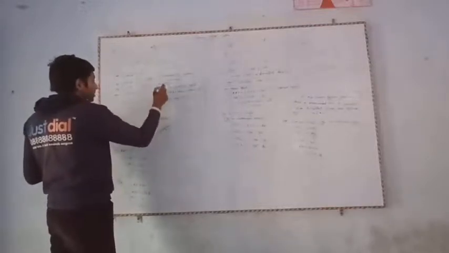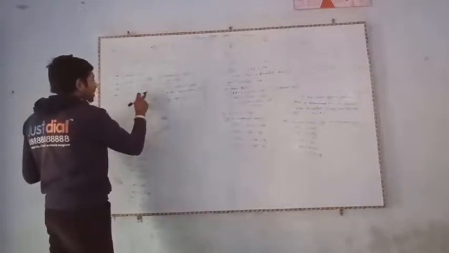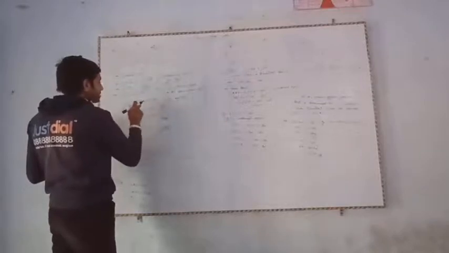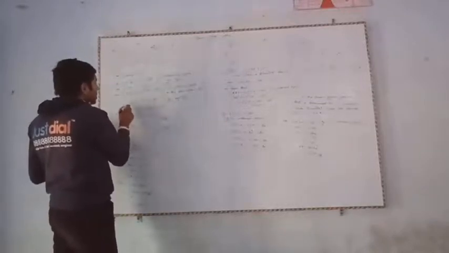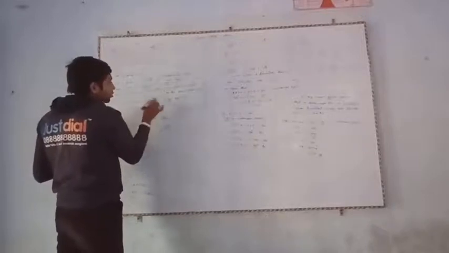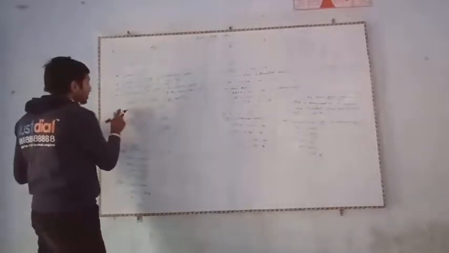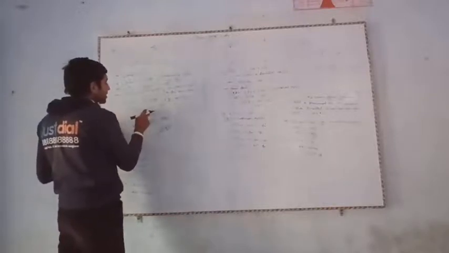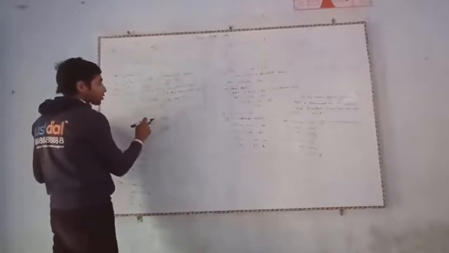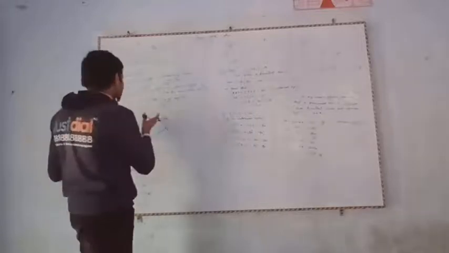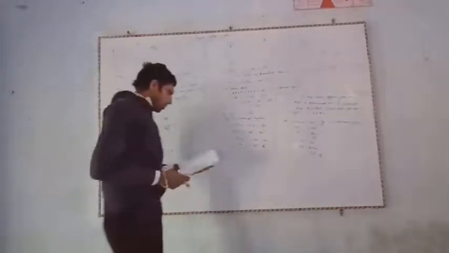Now we put the value of angle CDB in equation one. Angle ECD plus 50 degrees is equal to 180 degrees. So angle ECD is equal to 180 degrees minus 50 degrees, which is 130 degrees. This is our answer and this question is solved.